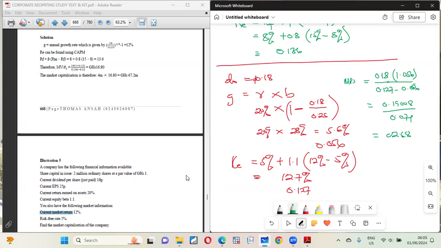Now, if I want to get the total value of the company, the market capitalization, I have 2 million ordinary shares. Therefore, I multiply by 2 million ordinary shares. When you do that, you are around 5 point something. So 5.36 million.